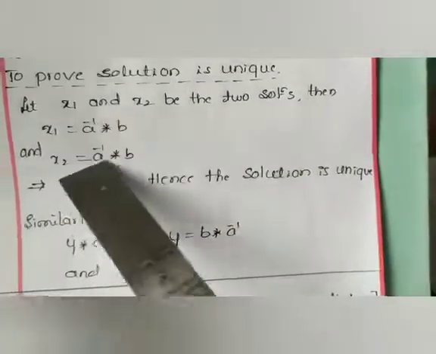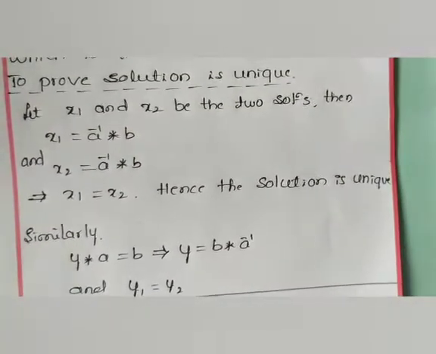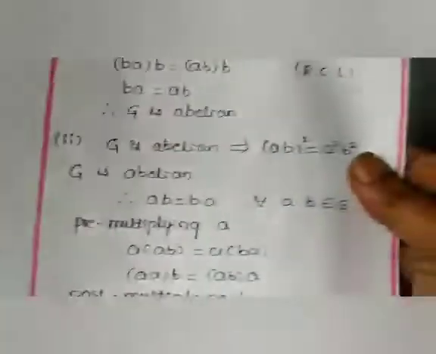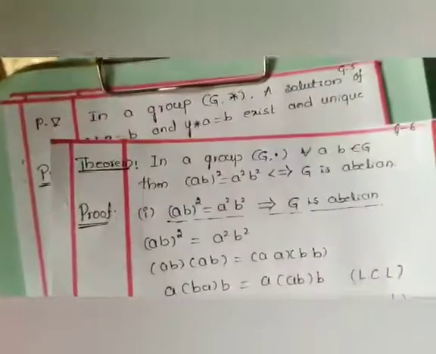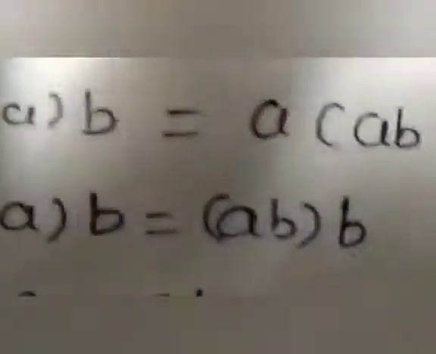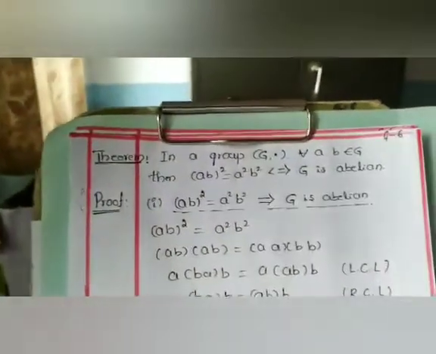In the same way, we prove y1 equal to y2. This is the proof of the theorem, the proof of property number 5. Now, let us go to two very important properties in a group, two important theorems that I will state now.